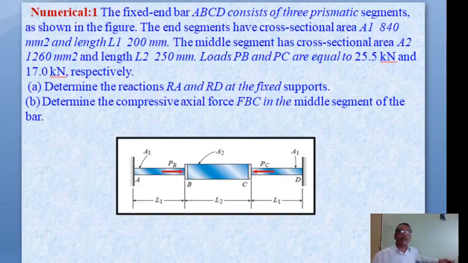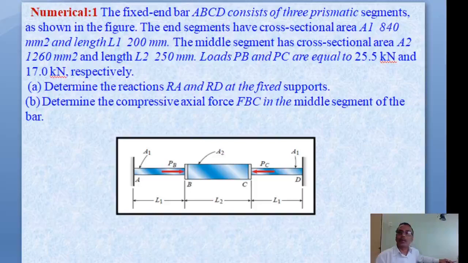Now let's see numerical first. The fixed end bar ABCD consists of three prismatic segments as shown in the figure. The end segments have cross-sectional area A1 equal to 840 mm square, and length L1 is given as 200 mm. The middle segment, that is BC, has a cross-sectional area A2 of 1260 mm square and its length is given as 250 mm. The loads acting at PB and PC are equal to 25.5 kilonewton and 17 kilonewton respectively.